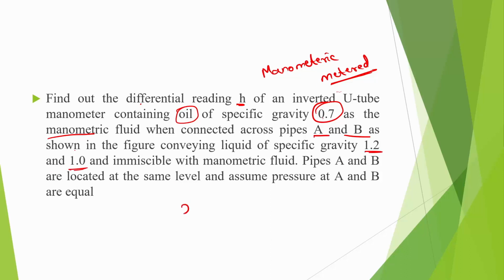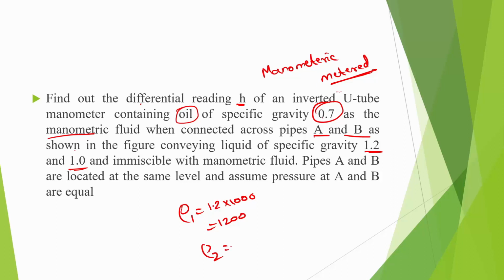So we have three fluids here. Maybe density 1 is 1.2 into 1000, that is 1200. As we know, density is equal to specific gravity into density of standard fluid, where here it is liquid, so it will be water, which is 1000.